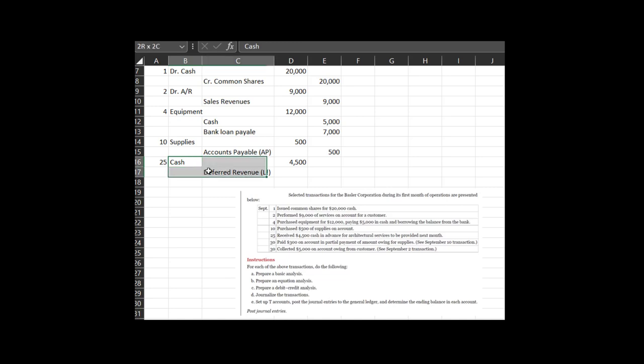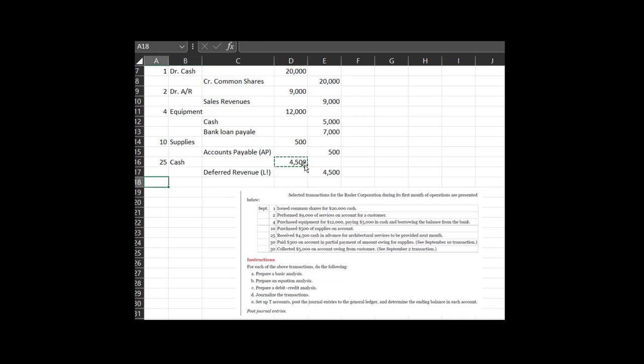This is the same transaction where if you were to go buy tickets to Shania Twain, you would buy them in advance. Shania Twain would have to defer the revenue. And then when she sings her songs and does her dances and you attend her concert, then she will have earned your revenue. But until she sings and dances, she will have to defer the revenue. Similarly, if you received $4,500 of cash for the architectural services that you will provide next month, you receive the cash, thank you very much, and then you provide the services next month.